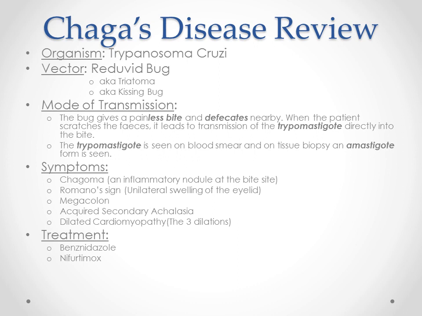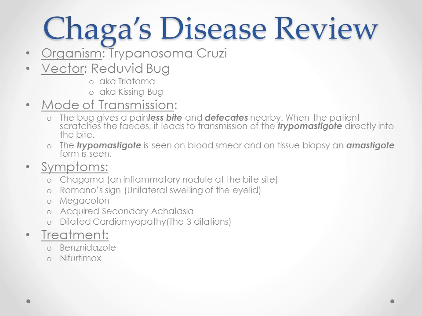So that's actually how the trypomastigotes get transmitted from the bite site to your eyelid. So that's important to know. You get bitten and you wipe your eye and you have unilateral swelling of one eyelid, which is known as the Romana sign. Remember this, Romana sign.